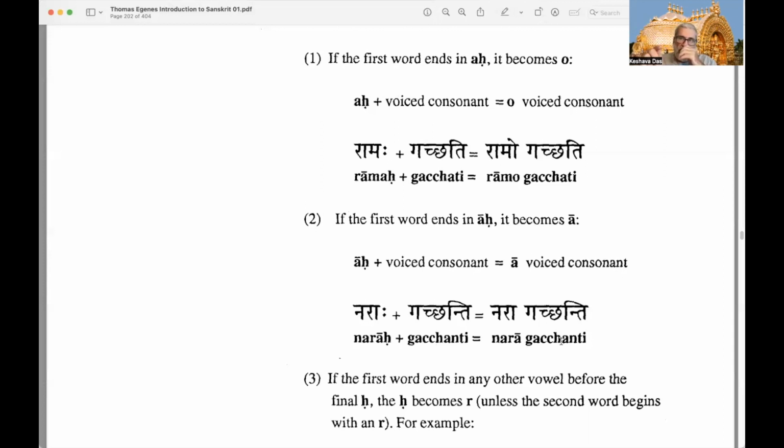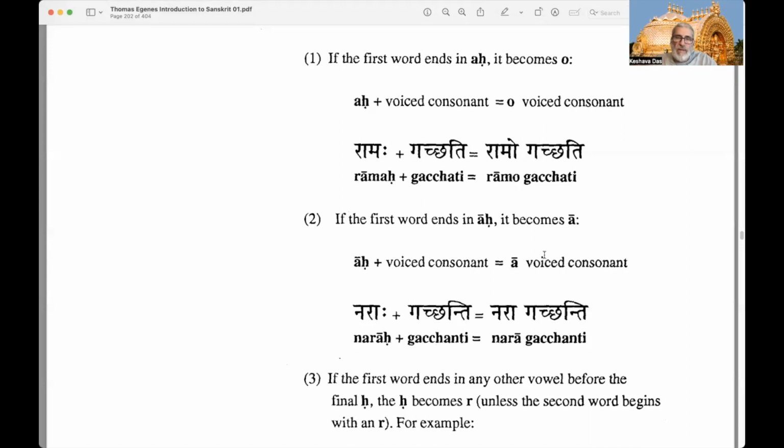Although with some unvoiced consonants, like the sibilants, the S's, there may be an optional change. But anyway, we'll get to that. So the voiced consonants: when the short a visarga is followed by a voiced consonant, the short a visarga, just like it was before a vowel, becomes o, and the voiced consonant stays as it is.